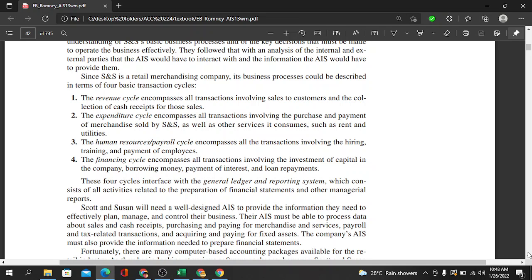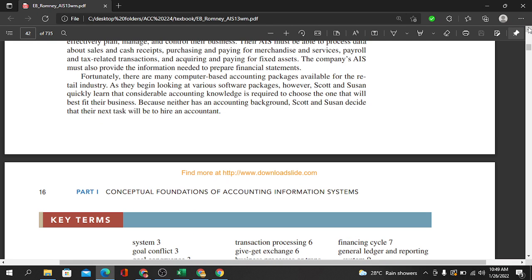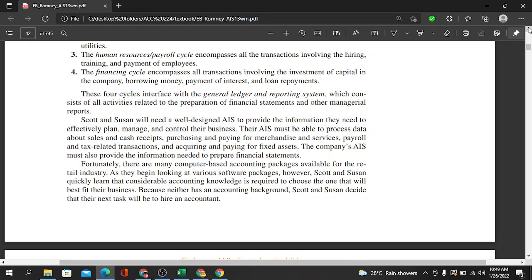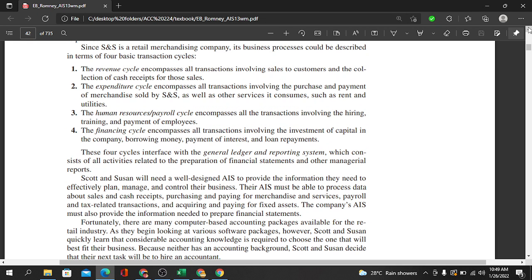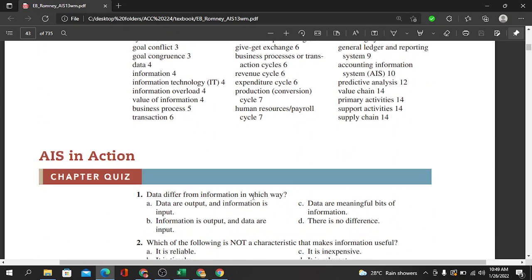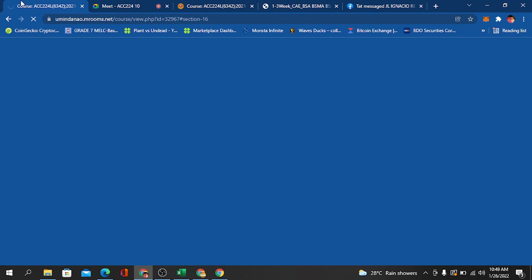So, we need all the elements of the system to make our AIS efficient and effective for decision making. And of course, we can achieve goal congruence if we have a good or well-designed accounting information system. So, yun, no? Tapos na tayo sa ating lecture. We have also some quizzes here, titingnan nyo na lang yun, ha? May quiz naman tayo dito sa ating LMS.